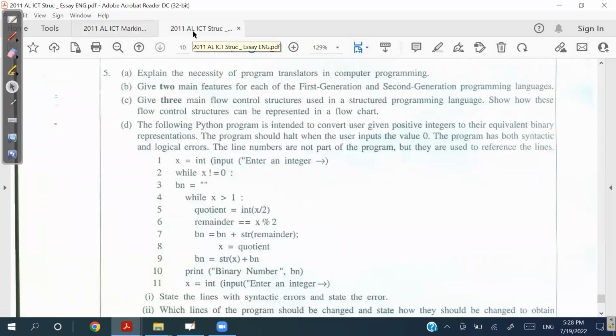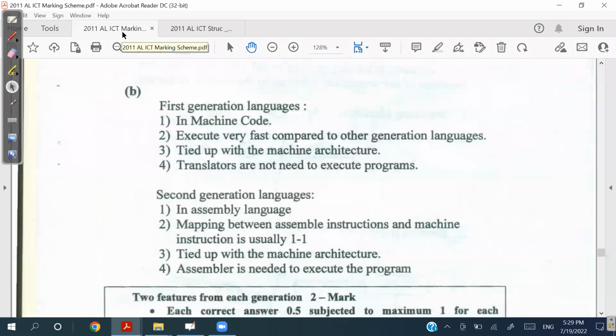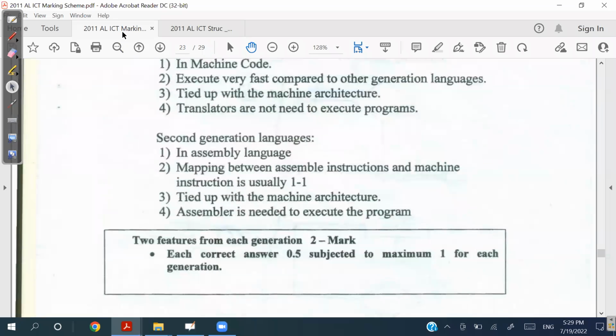So the question is asking to give 2 main features for each of the first and the second generation. The first generation should be given with 2 features, as well as the second generation should be given with 2 features. If it is done as such, 2 marks can be taken. That means 1 mark for the 2 factors of the first generation and another mark for the 2 factors of the second generation. So 2 marks will be given.